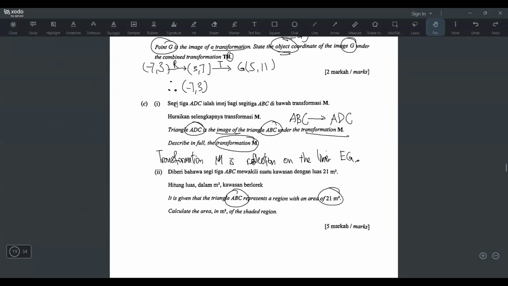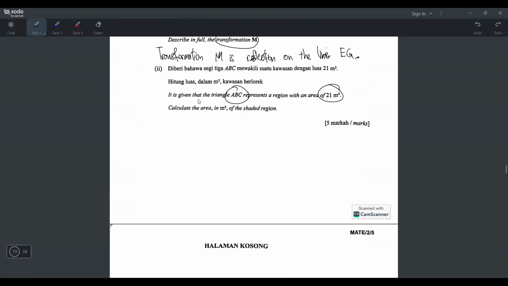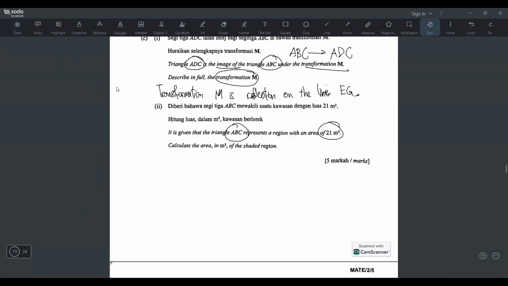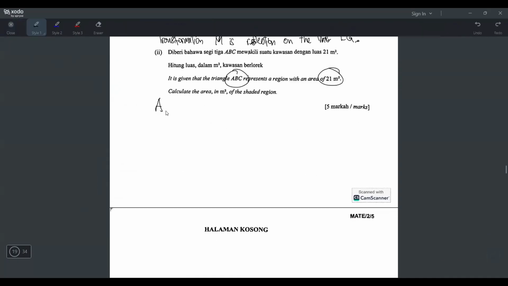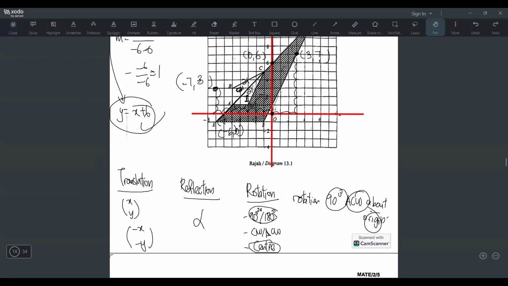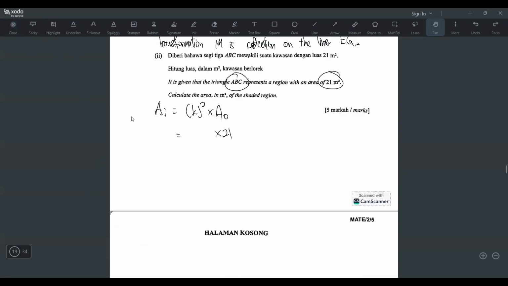Then, calculate the area of the shaded region. When you see the word area appear in your transformation question, you will immediately use this formula: area of image equals k squared times area of object. This is the formula that we need to use. When you do an area question in transformation, definitely this formula. And the 21 must be the object, because that's before enlargement. So that's the object.